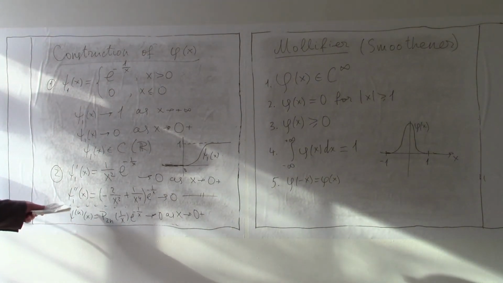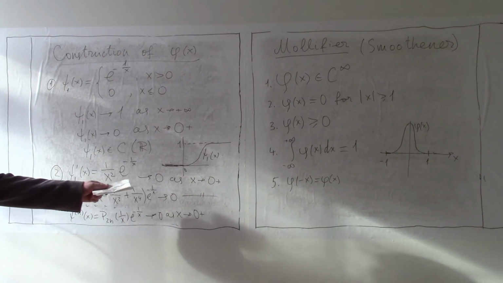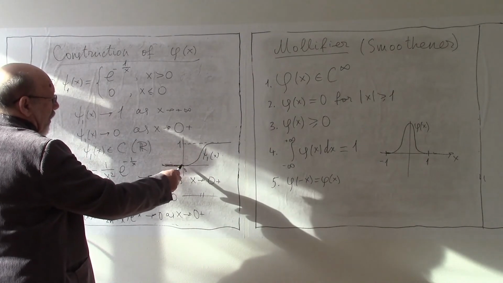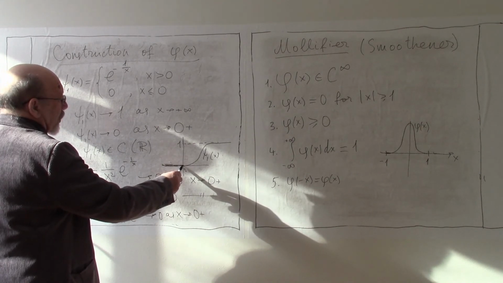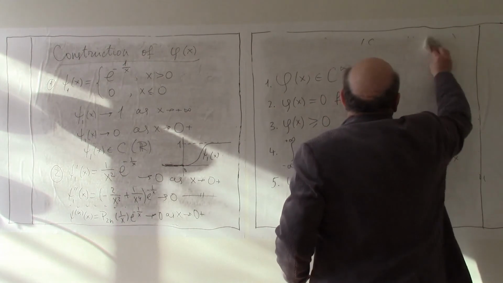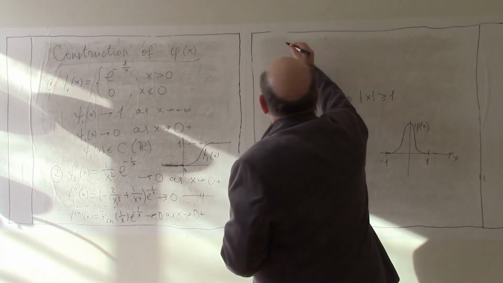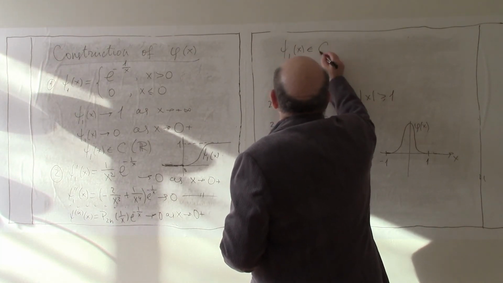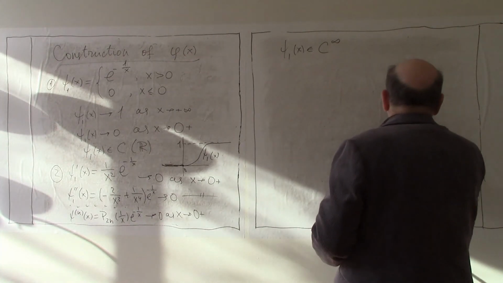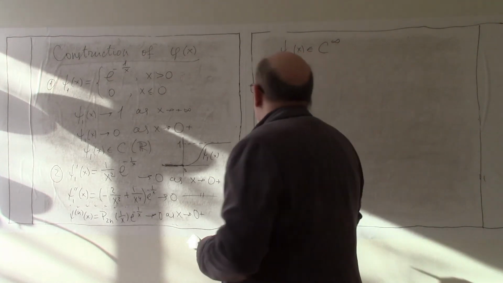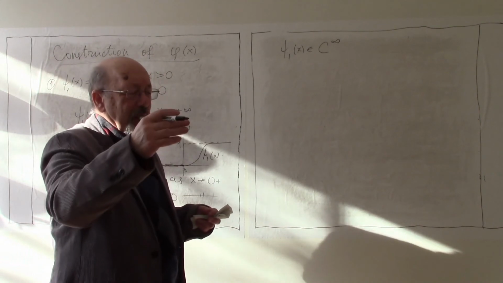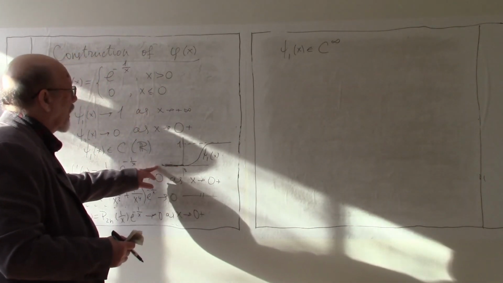And what does it mean? This means that for this function psi1, we can continue the derivative here by 0, because it goes to 0 from the right, and of course goes to 0 from the left. And the function is continuous. So we define it by 0 here, and so we have, let me continue here, that psi1 of x is in C infinity. So we constructed a function which is in C infinity, which is non-negative, and which is 0 for x negative.